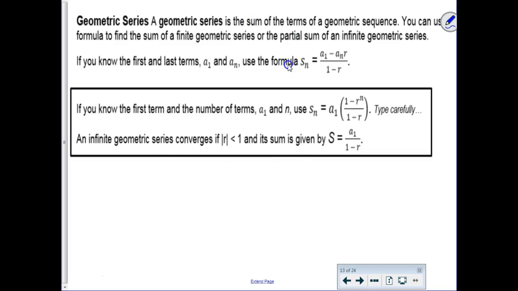All right, so let's talk about these formulas. This one doesn't look too bad, does it? A sub 1 minus mysterious term times r divided by 1 minus r. I would only use that sequence or series formula if you know the beginning and ending term. So kind of like yesterday, if you flat out are told the beginning and ending term, this is a really good formula to be using.